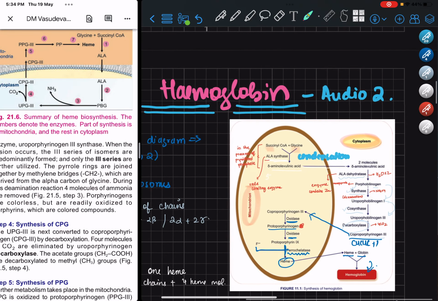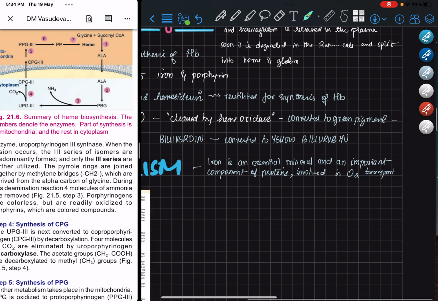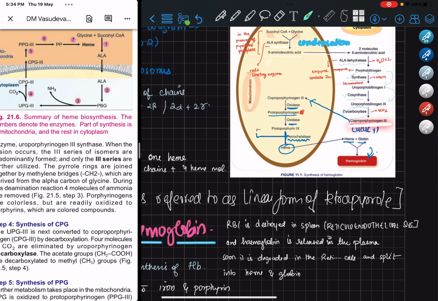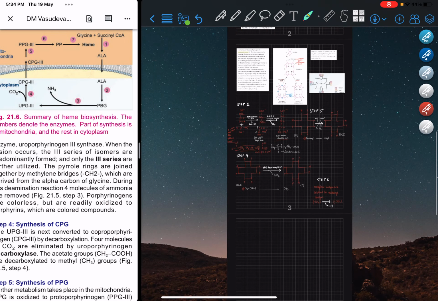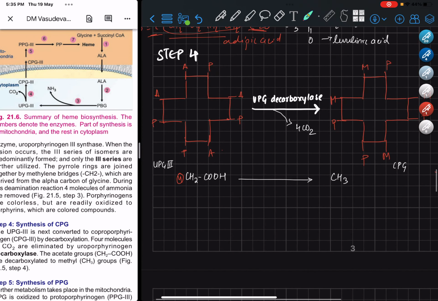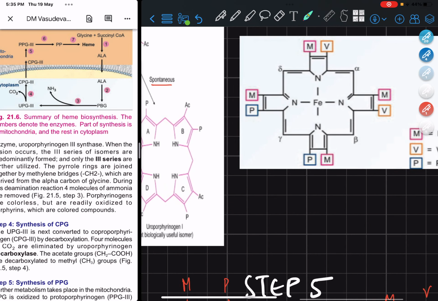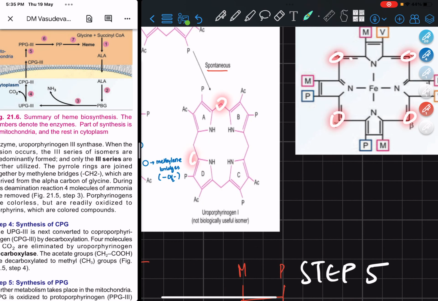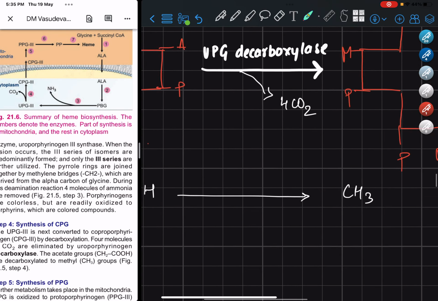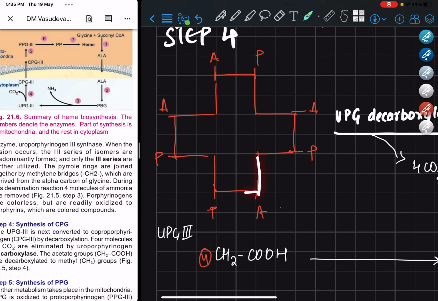Now we come to the fourth reaction, which is synthesis of CpG3, which is here, step 4. We have the UPG3. So normally we have to write it down like this. We have to show the bridges also, but to simplify and to make it easier to understand, we sometimes omit the bridges and only draw the pyrrole rings. But it should be understood that the bridges are there, just not drawn here.